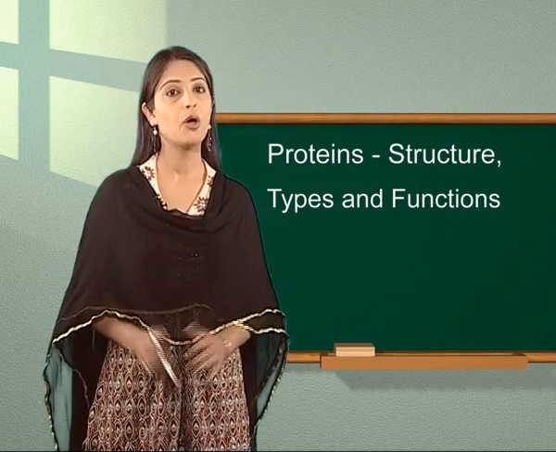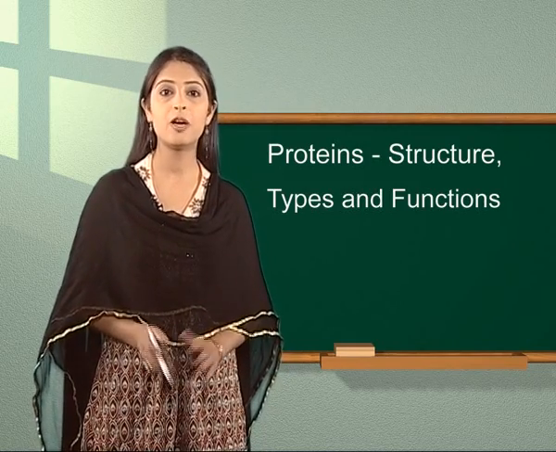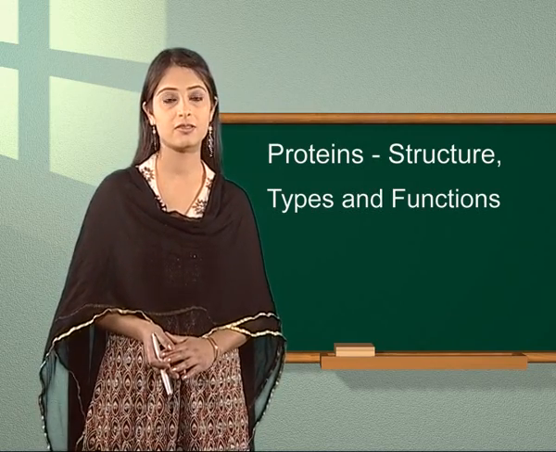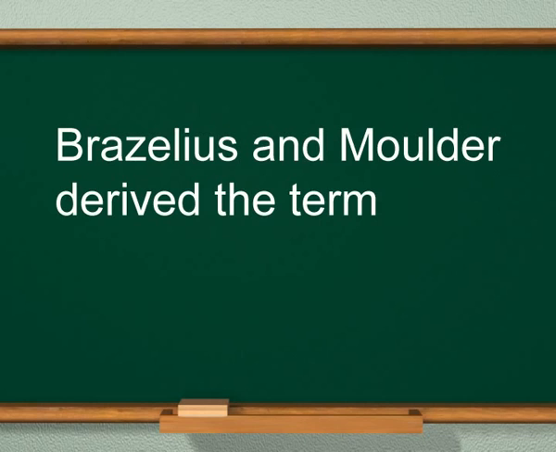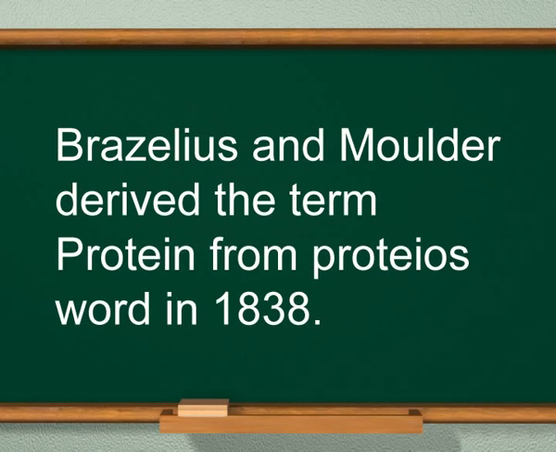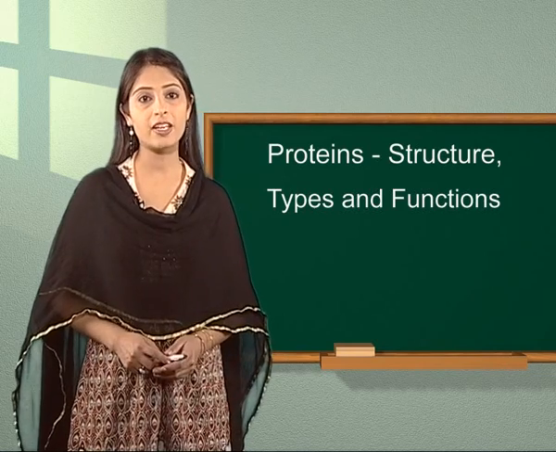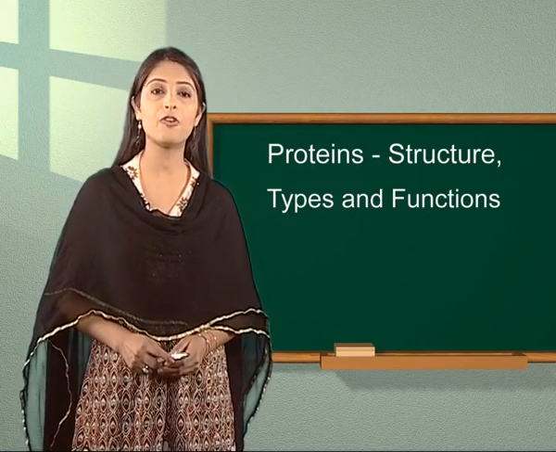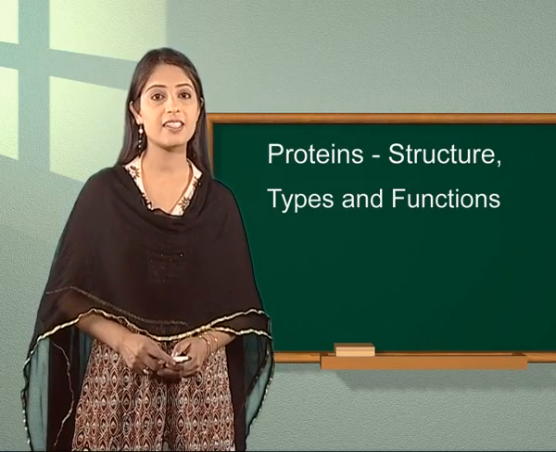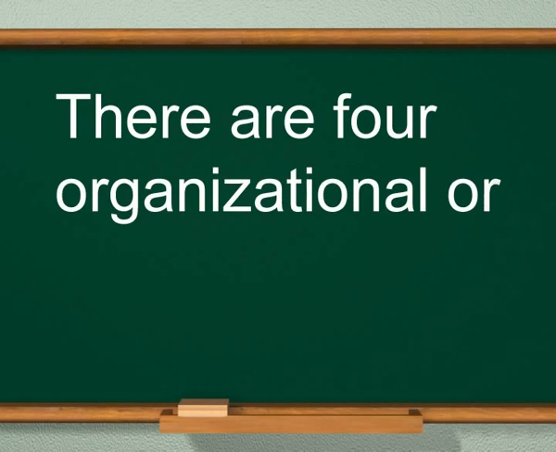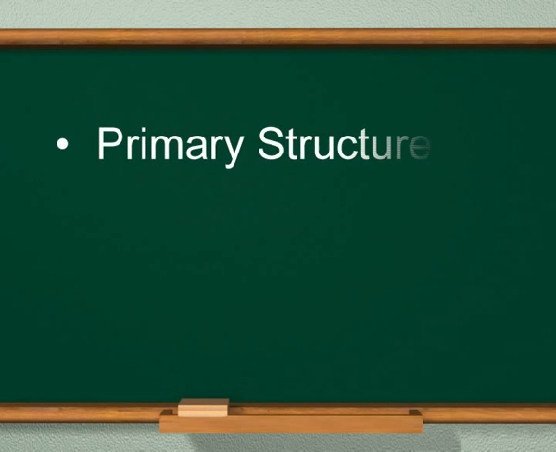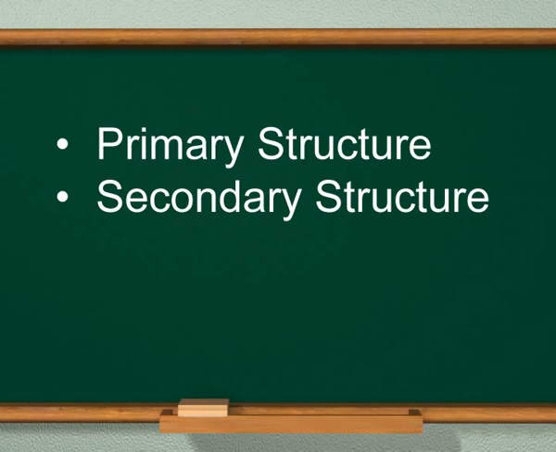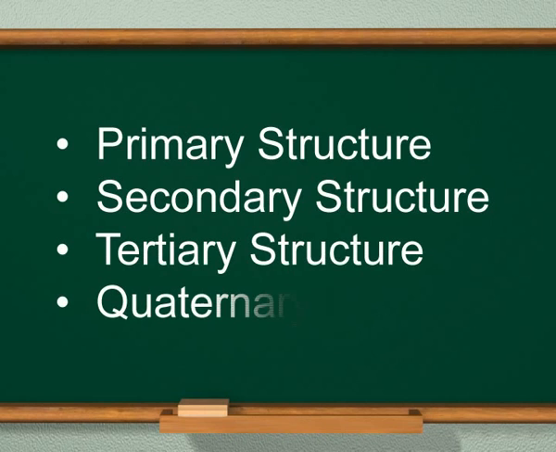Next question is, which scientist derived the term protein from proteose? The answer is, Berzelius and Mulder derived the term protein from proteose word in 1838. The next question is, name the organizational or structural levels of proteins. And the answer is, there are 4 organizational or structural levels of proteins. These are primary structure, secondary structure, tertiary structure, and quaternary structure.